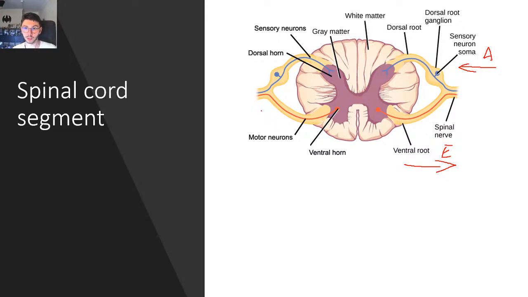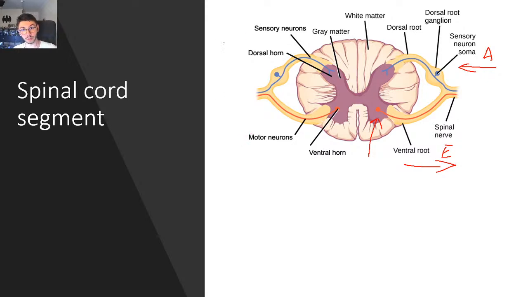And the cell bodies are found in the gray matter, whereas the axons are found in the white matter. And that makes sense. For the motor neurons, you can see it right there, that is a cell body of the neuron in the horn. And they all contain efferent fibers.